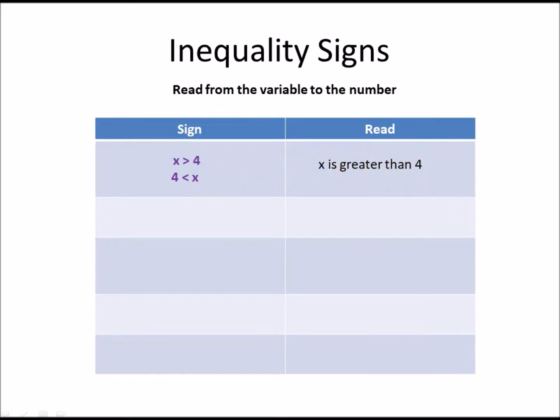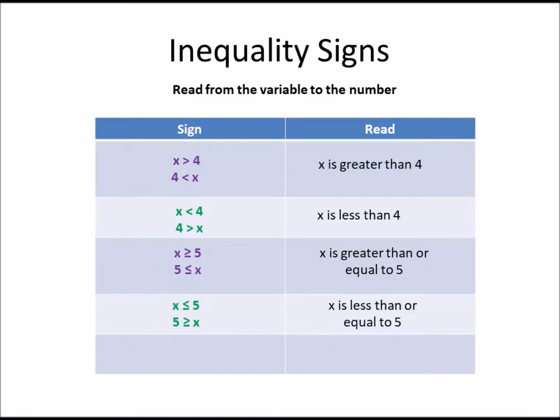Okay, next let's try another one. The next one is x is less than. If you're going towards the number, there's a little closed nose right there, so that's less than 4. And in the opposite direction, this is x is less than 4 as well. We also have x is greater than or equal to. Notice there's a little line underneath, equal to 5, so x is greater than or equal to 5 if you read it from that direction. Next one is x is less than or equal to 5.